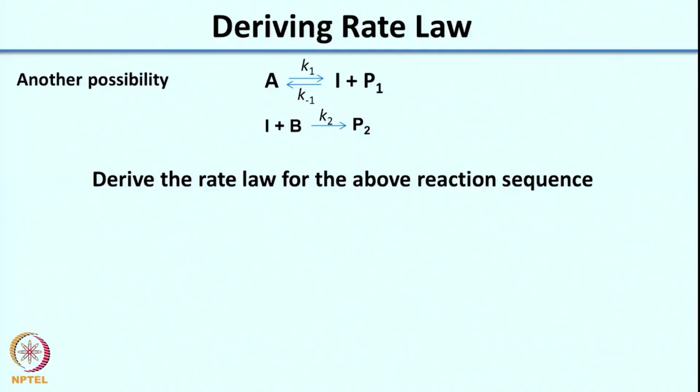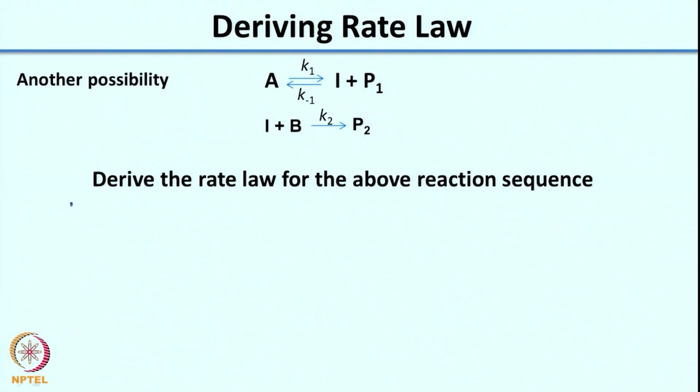So, here you have the possibility of the reactant A going to intermediate I and the side product P1, and the intermediate I then reacts with B to give you the product P2. So, what I would like you to do is derive the rate law for this above reaction sequence. Now that we have seen how to derive the rate law, I would like you to press the pause button on your video and sit and derive the rate law.